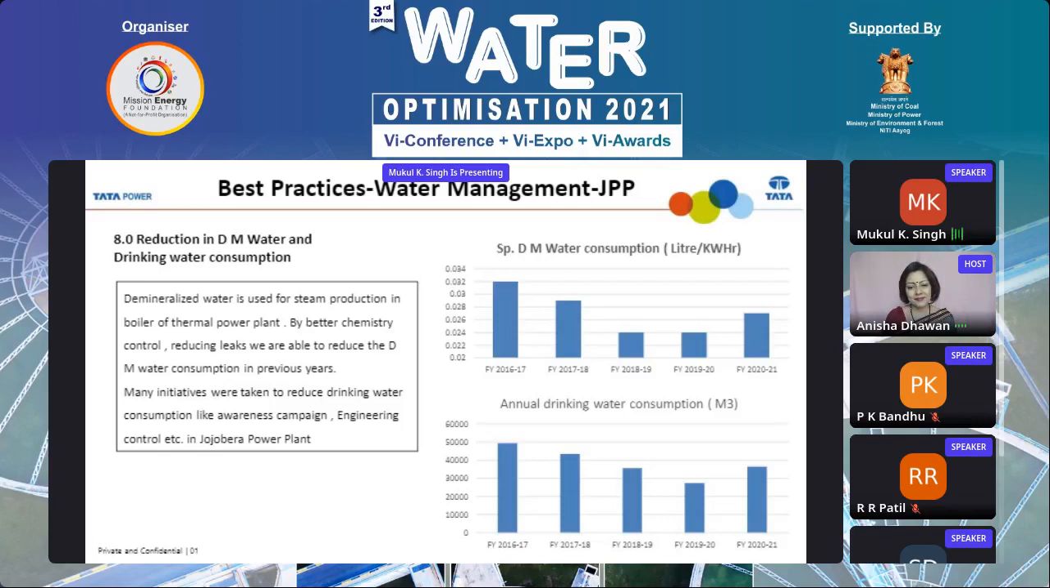People started misusing. Thereafter, we came to know that in Jojobera, almost 120-130 cubic meter of drinking water is used. Then we started a campaign to reduce it by plugging some drinking water points, putting reducers before the high usage areas in canteens or workers areas. We started implementing many types of controls, and later we can see in the graphs that it started reducing year by year.